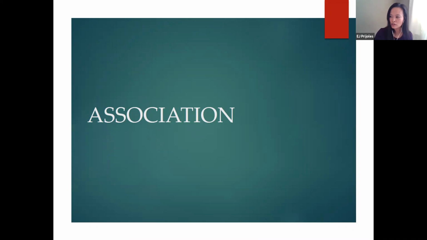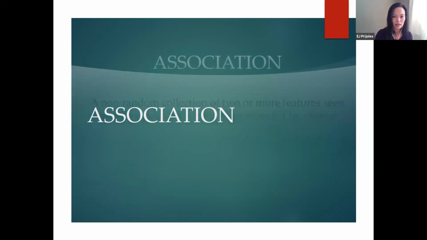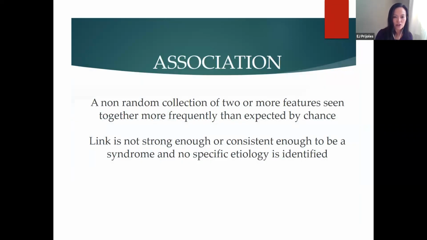An association, so moving on from the conditions that we know have a little bit more of a specific genetic cause or syndrome. An association is a non-random collection of two or more features seen together more frequently than expected by chance. The link is not strong enough or consistent enough, however, to be a syndrome, and no specific etiology is identified.